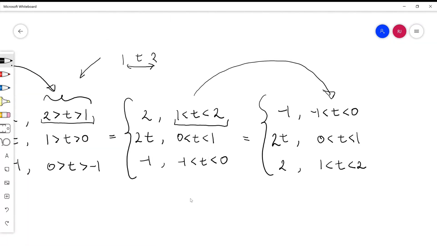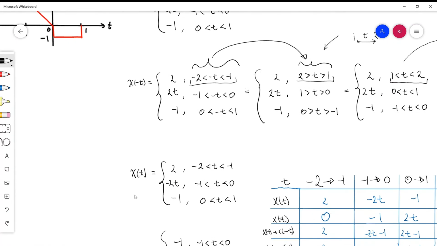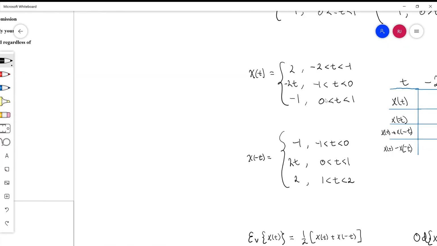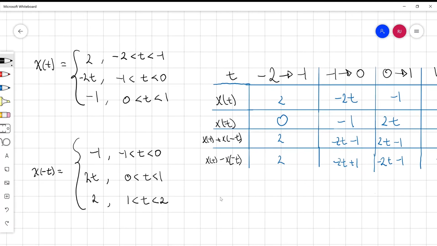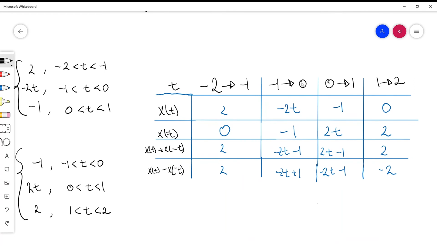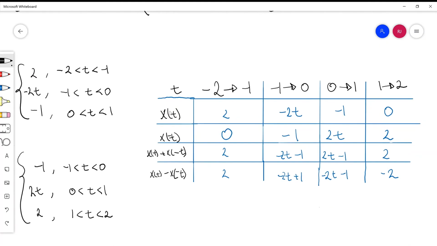The next step I'll do is just to simplify everything that I've written. So we have an equation for x of t, a piecewise equation. We also have a piecewise equation for x of -t. And the next thing I'll do is put everything here into a table. In the first row of this table, you'll have values for t. So t from -2 to -1, from -1 to 0, from 0 to 1, from 1 to 2, etc. And you'll notice that in this first column, I list out x of t and x of -t. So we'll just focus on these first two rows for now and show you how I populated this table.